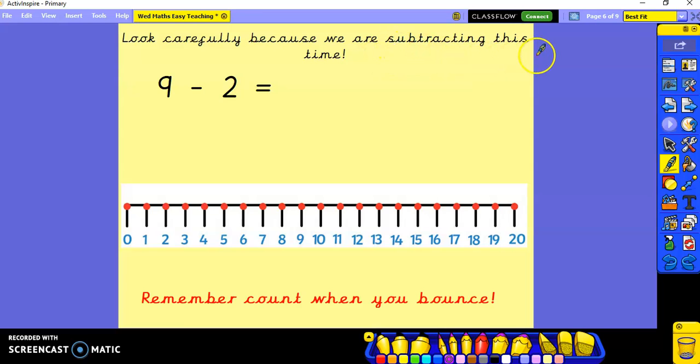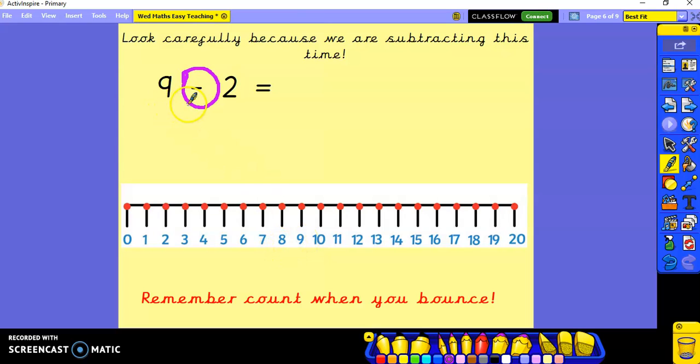Oh, this time we have a message at the top. It says, look carefully because this time we are subtracting. So if you look very closely up here, we have got the take away sign. So when we're taking away, remember we go backwards along the number line.